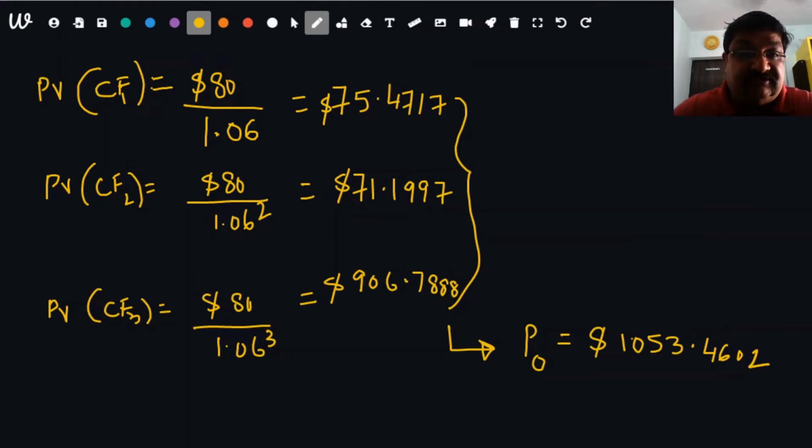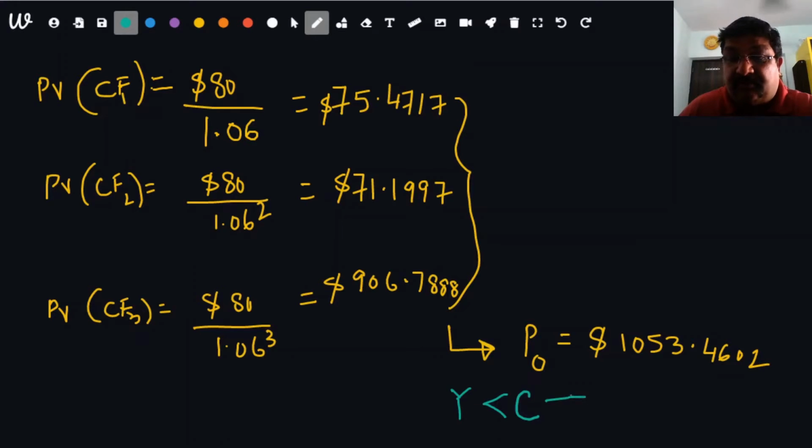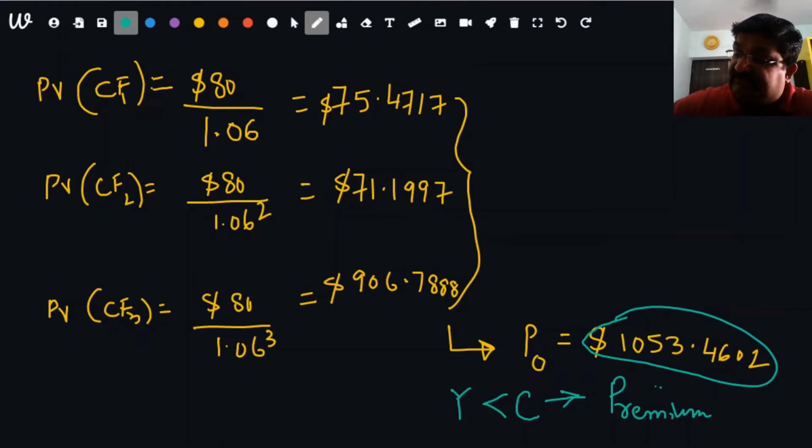I do have an observation. What is that observation? Now did you see here that in this particular case the coupon was 8%, but the yield was 6%. So you saw that the yield is less than the coupon. The yield has gone below the coupon, and because the yield has gone below the coupon, the prices have shot up, and you will see that the bond is actually trading at a premium. Okay, this again validates for you the inverse relationship that exists between the bond yield and the bond price.